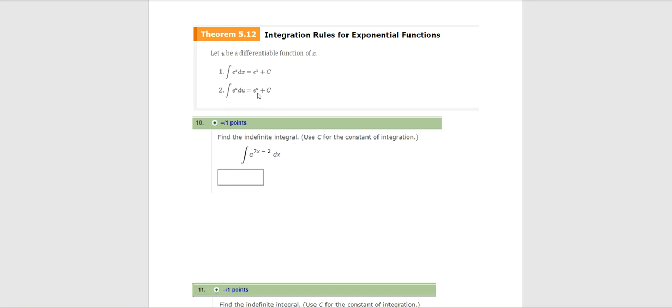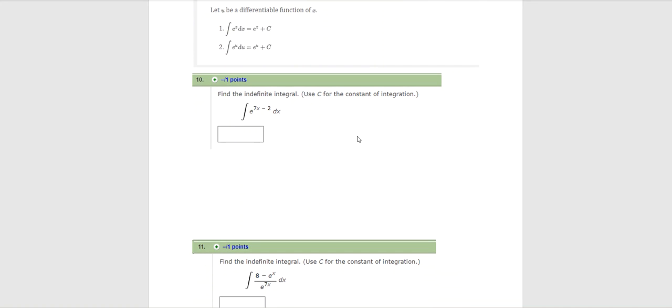The antiderivative of e to the u is e to the u plus C. Always remember a capital C for the constant of integration. So we're going to let u be 7x minus 2. Then the derivative of u is 7 dx, but I don't have an extra 7 hanging out. So this is 1/7 du equals dx.